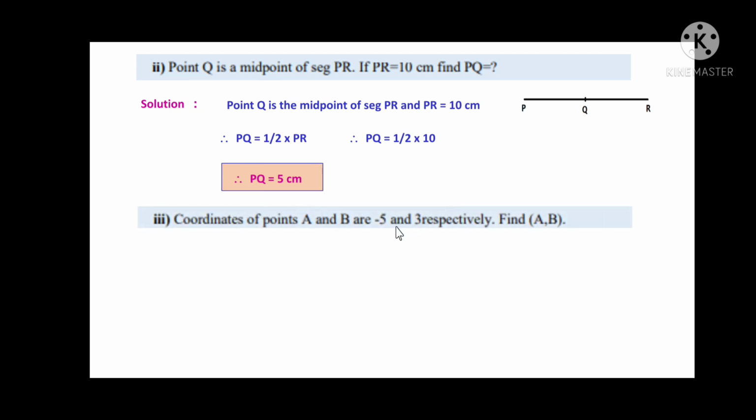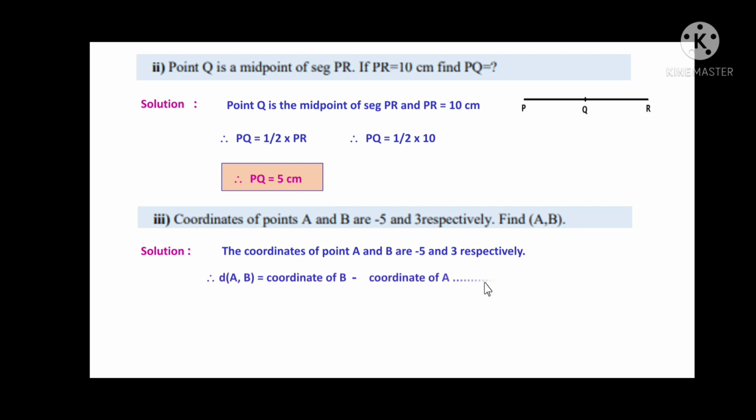Next, coordinates of points A and B are minus 5 and 3 respectively. We have to find the value of segment AB. So here, friends, the coordinates of the points A and B are minus 5 and 3 respectively. Here, distance between A and B is equal to coordinate of B minus coordinate of A, because the coordinate of B, which is 3, is greater than minus 5. Therefore, first we will consider that one. Therefore, d(AB) is equal to 3 minus of minus 5. So this minus 5 gets plus, so 3 plus 5, you will get the answer. Therefore, distance AB will be 8 units.